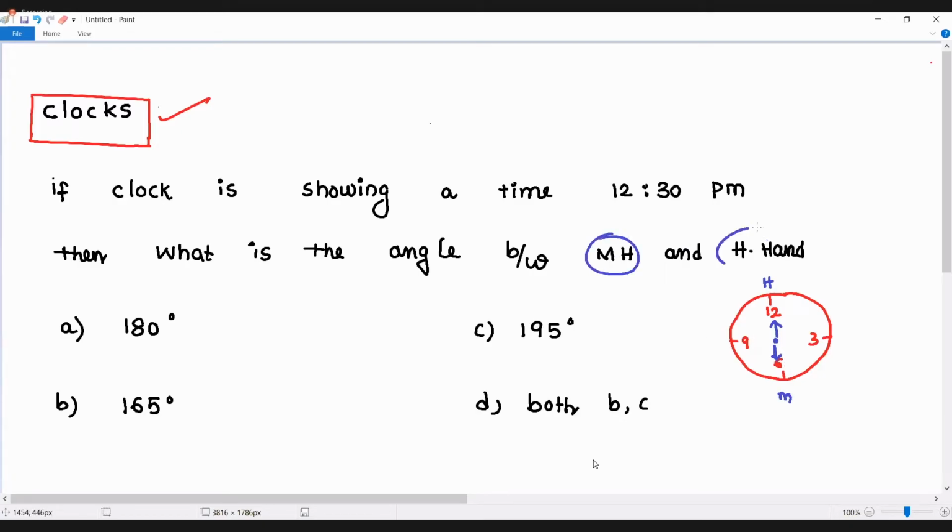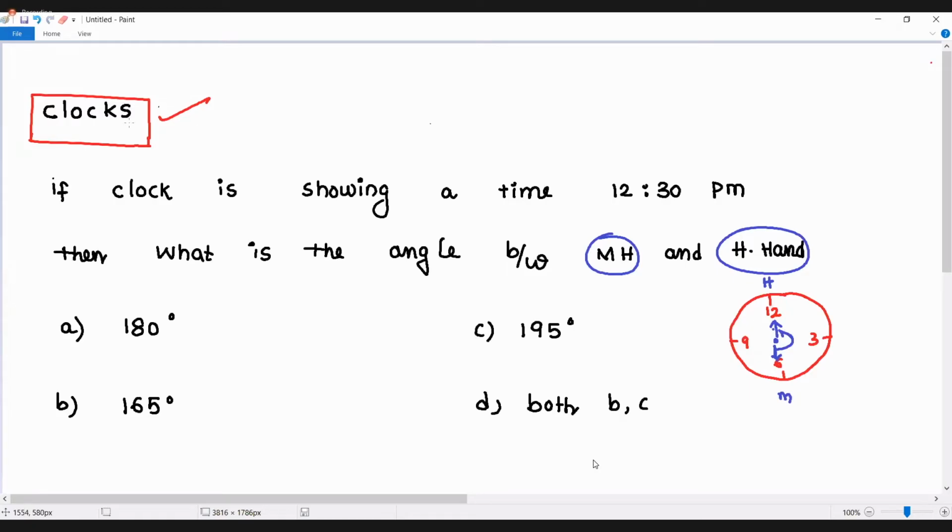They are asking us to find the angle between the minutes and hours hands. That means this is the angle we have to find out. So what will be this angle? You can just observe how the minutes and hours hands are placed. This is what you have to find out.